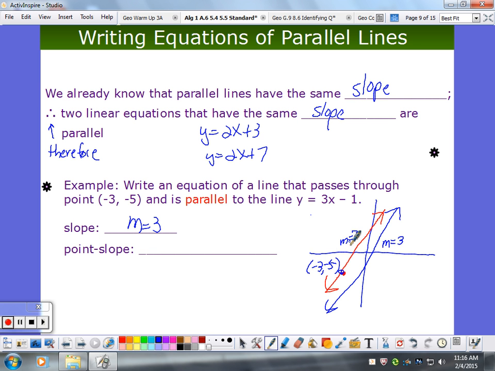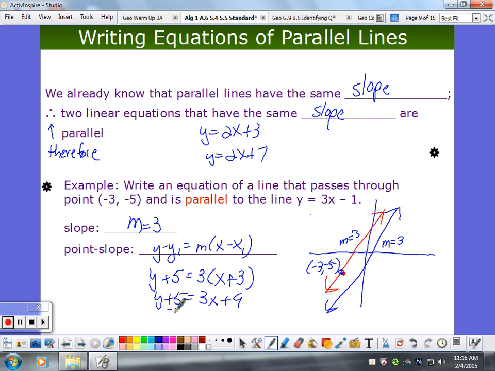Point-slope form: y minus y1 equals m times x minus x1. So y minus negative 5, minus minus is plus. What's the slope here? 3. x minus negative 3, plus 3. Distribute. Subtract 5 from both sides. y equals 3x plus 4.